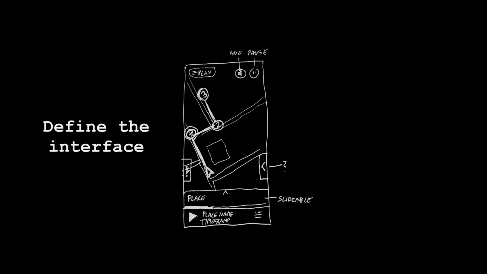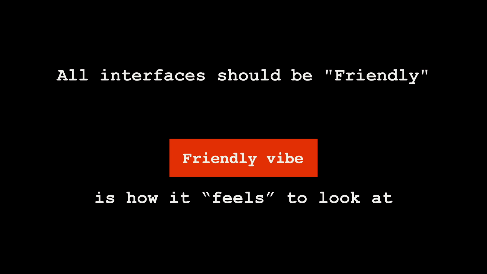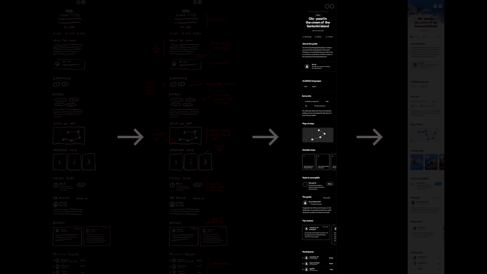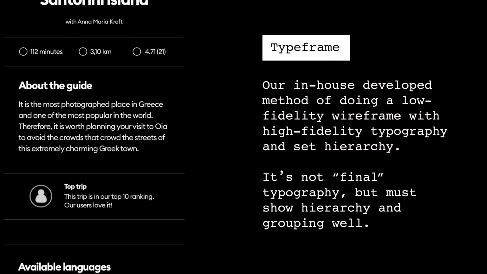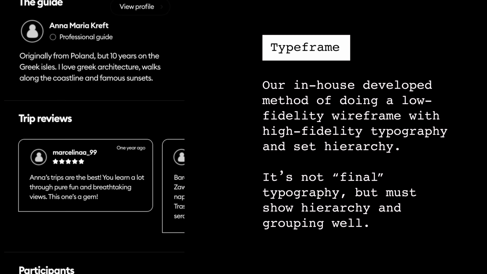When talking to the client, we outlined a couple of words that would be defining the new interface. They were fresh, modern, and a friendly vibe, but not just a friendly interface, a friendly vibe. And that's something that's not exactly the same. When working on the visuals, we always start with the most complex screens, and in many cases we start with a type frame, just to be sure that we are on the same page also in terms of marketing copy, and in many cases we suggest some of that marketing copy ourselves.